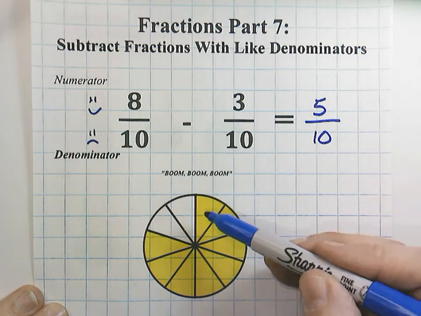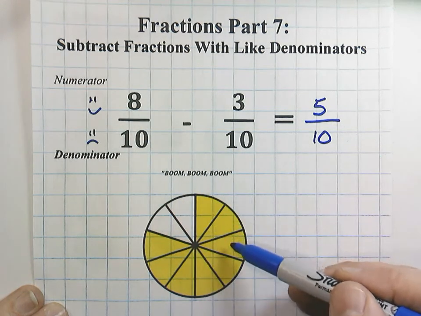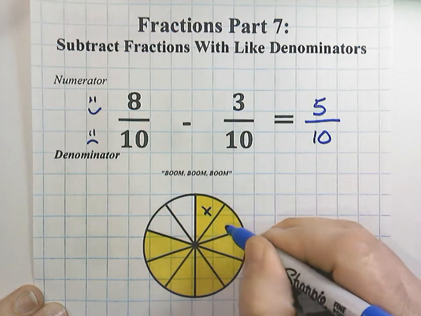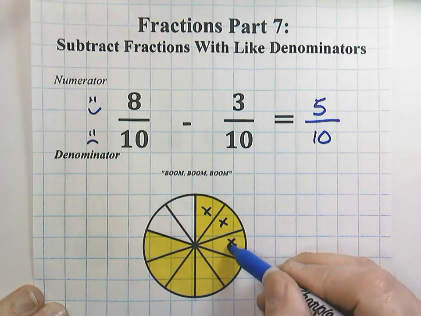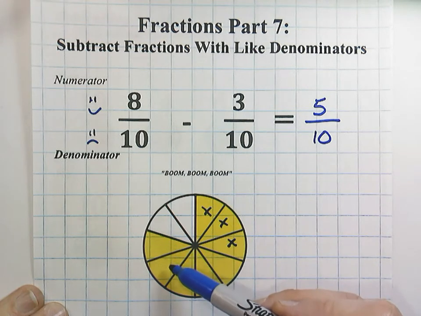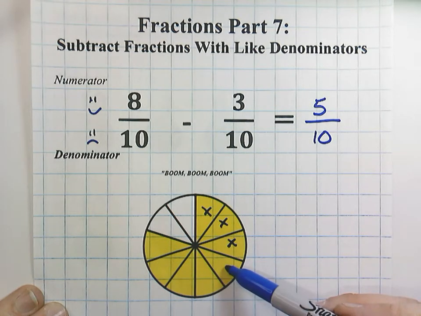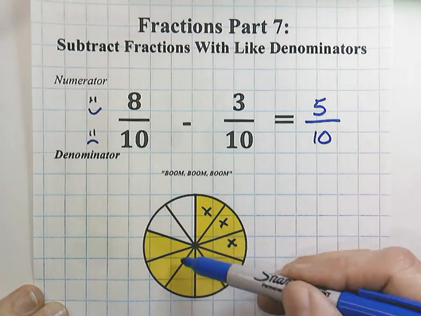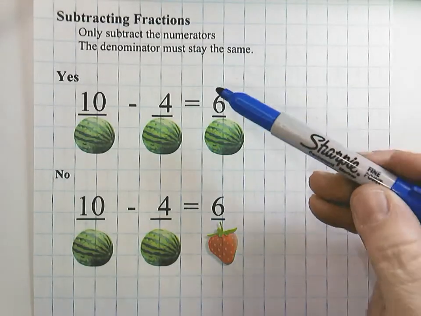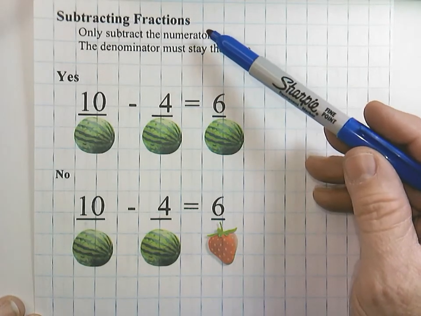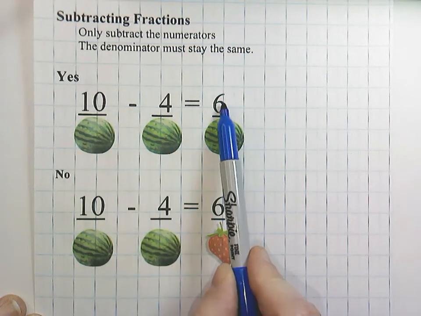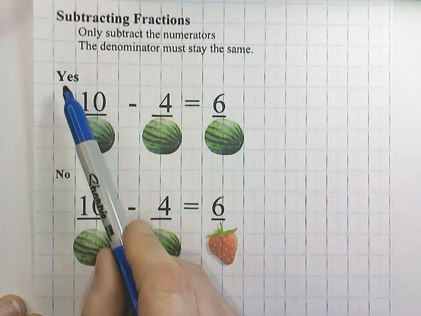On the model, you could show that as 8/10, which is 1, 2, 3, 4, 5, 6, 7, 8 shaded. And we could take away 1, 2, 3, which is here. And that would leave us with a total of 1, 2, 3, 4, 5 tenths, because these are all tenths. And so that's how we do that today. When you add or subtract fractions, remember we only work the top numbers called the numerators. So yes, this is the right way to do it.